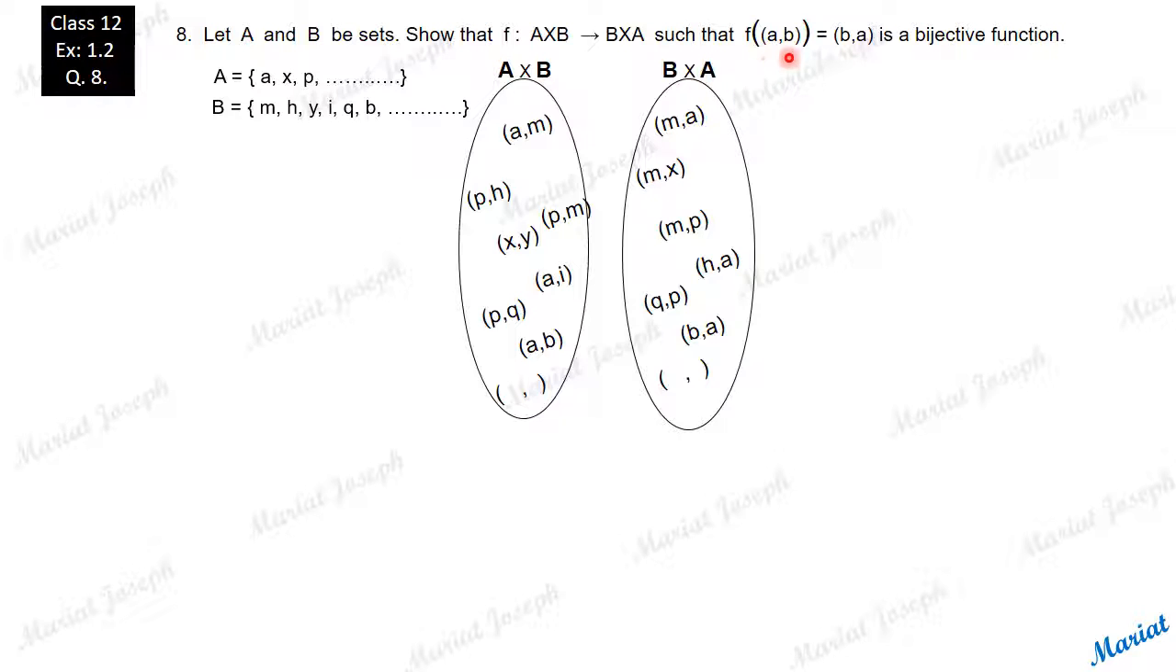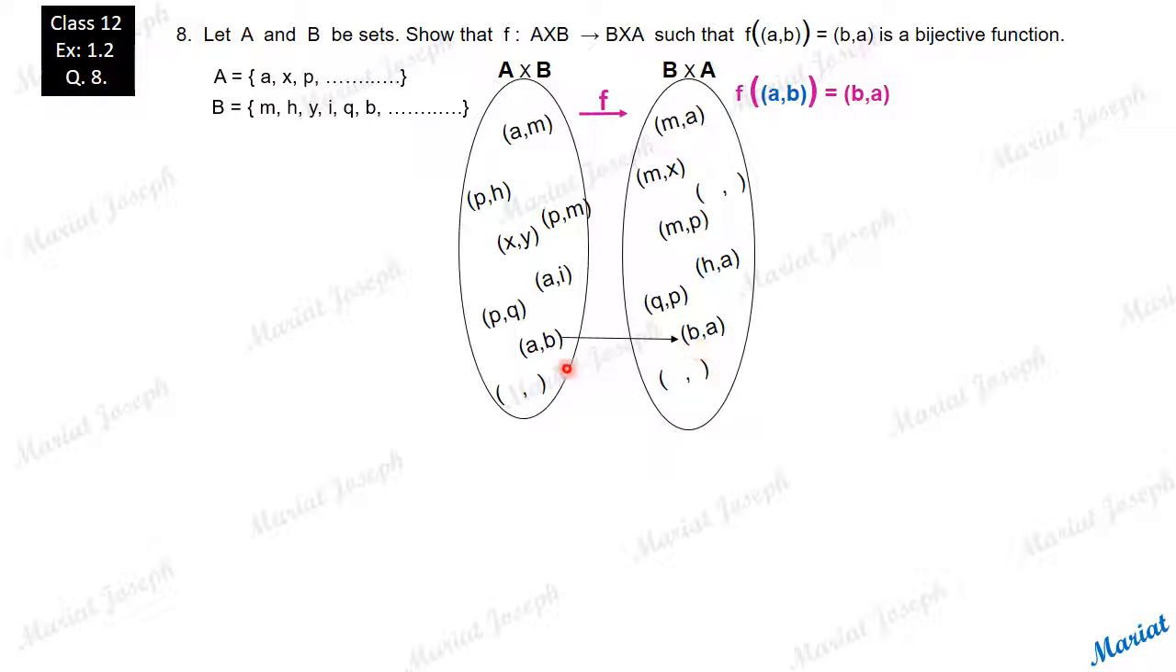Now, we are given a function. A function f is defined from set A cross B to set B cross A. Here, this set is the domain and this set is the codomain. Now, every element of the domain would be related to an element in B cross A, that is the codomain. How? Using this rule. The rule says any element (a, b) would be related to element (b, a).